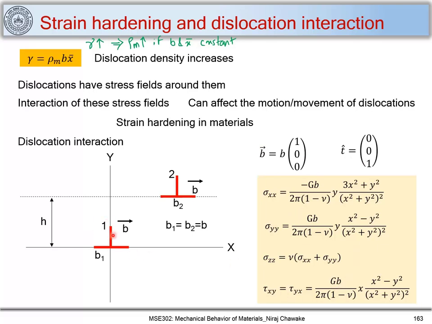Now we have to find the dislocation interaction, that is, the interaction between dislocation 1 and 2. What does that mean? The stress field around dislocation 1 will affect dislocation 2, that is, the stress field of dislocation 1 will act on dislocation 2. When we have this kind of stress state, we use the Peach-Koehler equation to understand the force acting on dislocation 2 because of the stress field. So we have a stress field around 1 which will cause a force acting on dislocation 2, and let's understand this using the Peach-Koehler equation.